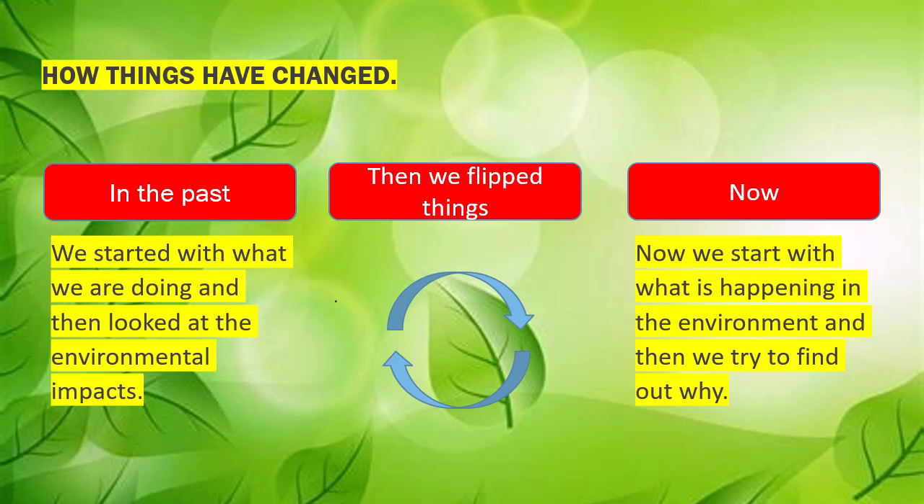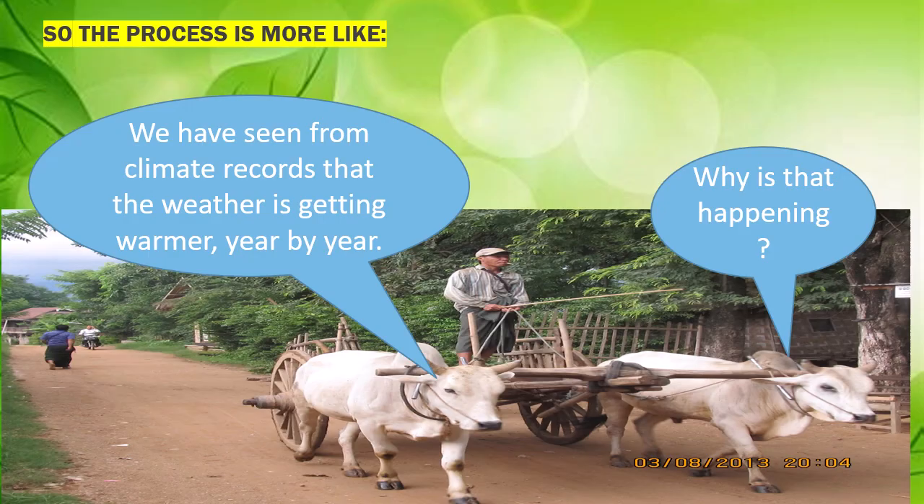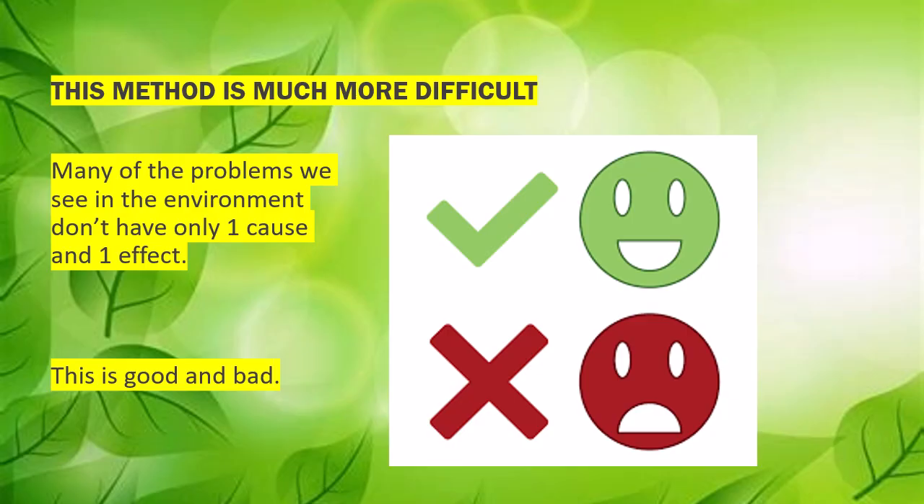Now we start with what is happening in the environment and then we try to find out why. So the process is more like we have seen from climate records that the weather is getting warmer year by year. Why is that happening? This method is much more difficult. Many of the problems we see in the environment don't have only one cause and one effect.